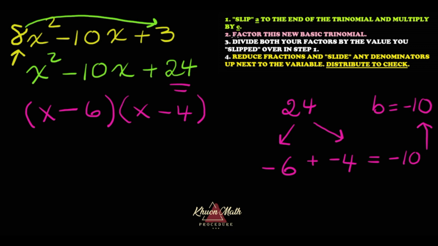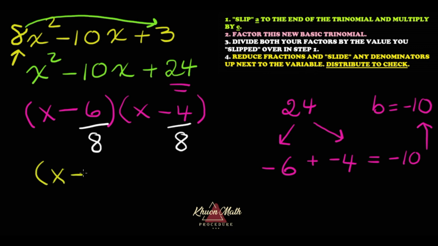Step 3 is to divide both your factors by the value you slip over in step 1. So we're going to divide the factor by the a that we slip over in step 1. So we're going to divide this by 8, and we're going to divide this by 8. So that's step number 3. Step number 4 is to reduce fractions and then slide any denominators up next to the variable.